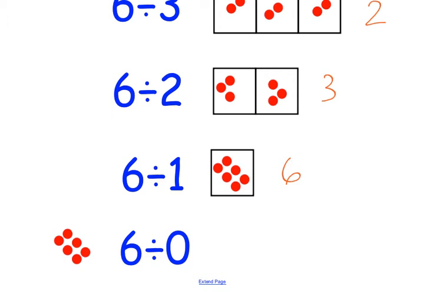Okay, 6 divided by 0, I create 0 containers, and then I put the 6 objects into containers until I'm done. Well, since there aren't any containers, I have nowhere to put the objects. And if I ask how many objects in each container, the question does not make sense because there are no containers. So dividing by 0 is not possible.